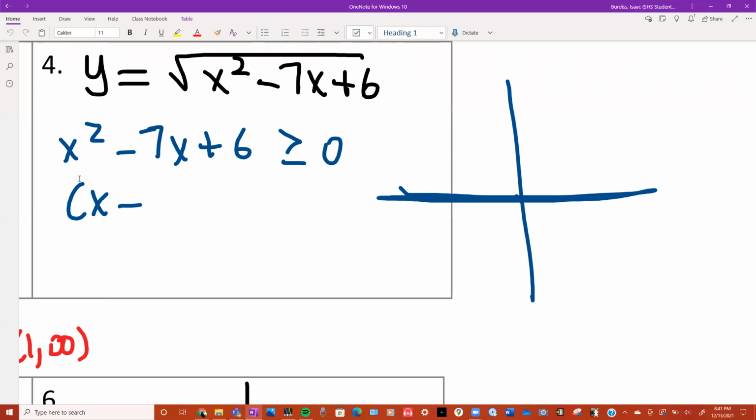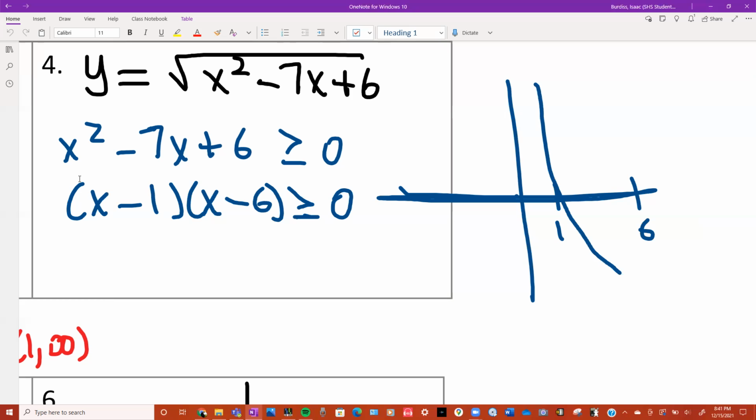That is 2 and 3, no, 1 and 6. All right, that's how it is. And then so those are our zeros, 1 and 6. And it's going to be a quadratic that points up. Let me just make this red. That points up.